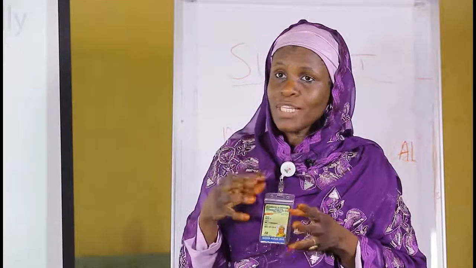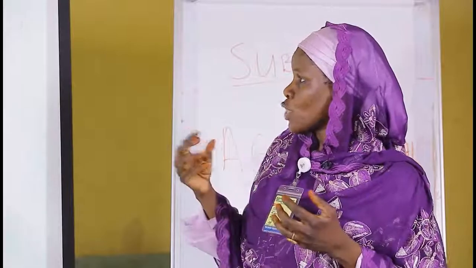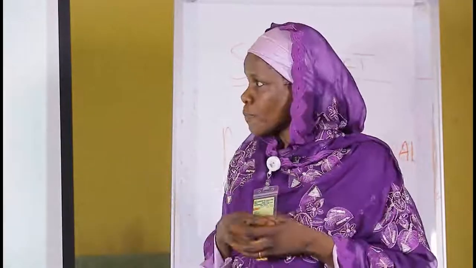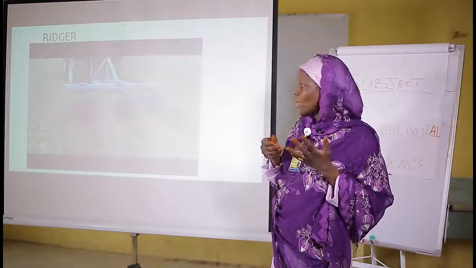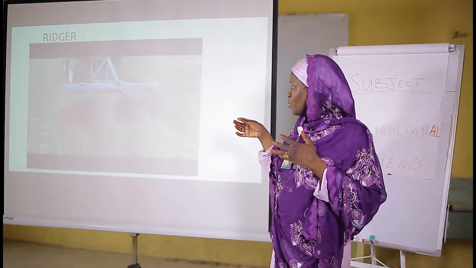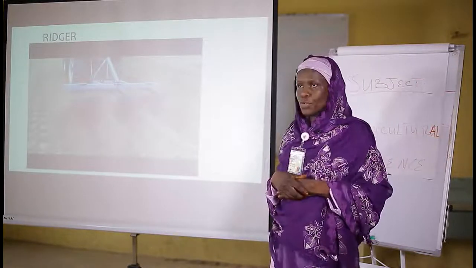You can use your hand, that is manually. You can also do it mechanically by the use of some instruments such as the plow and the ridgers. As you can see here, this is a diagram showing you an implement, that is a ridger. This ridger assists in making ridges for you. After clearing the land, you make your ridges. You can do these ridges either manually or by using this implement, the ridger, as you can see here for those of you that are viewing.